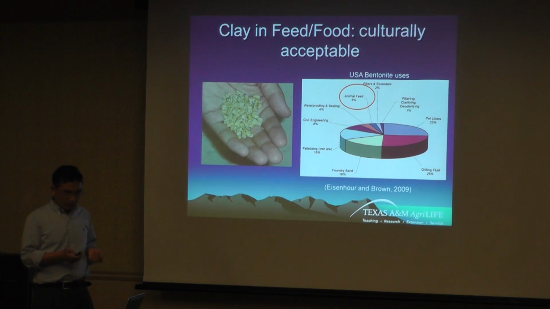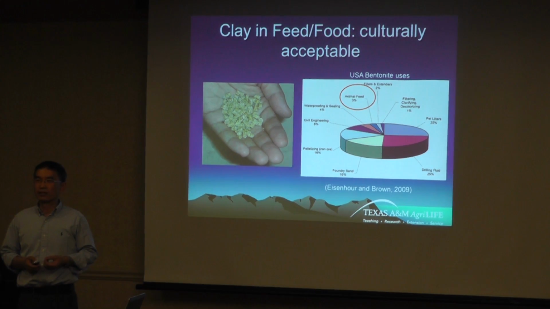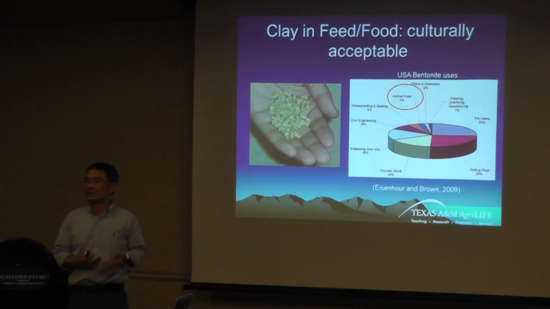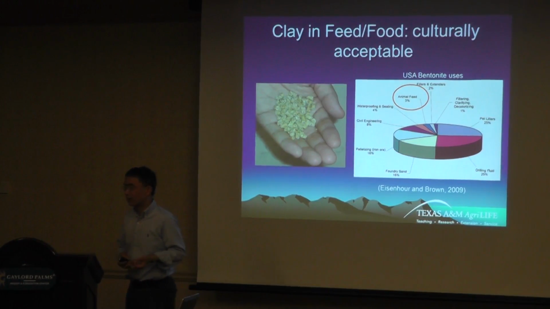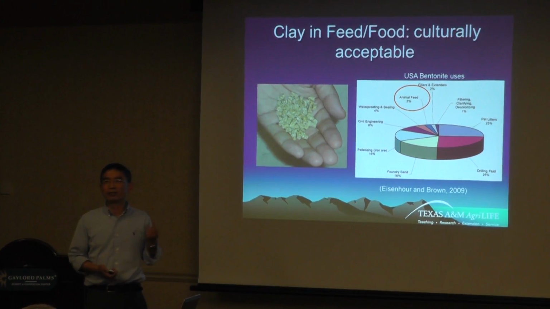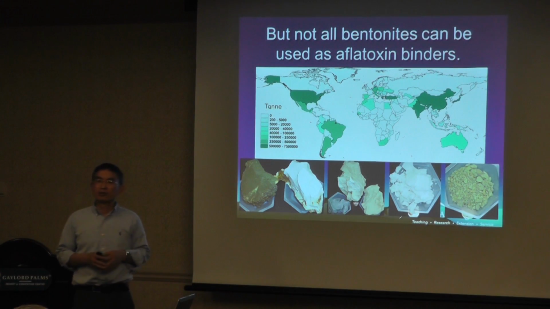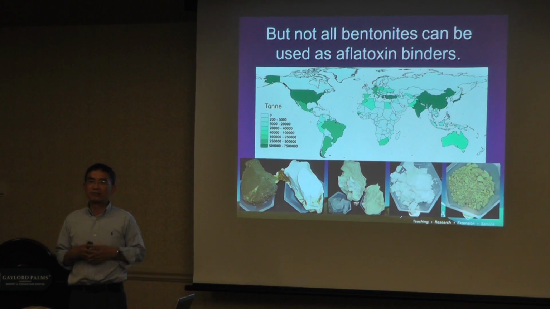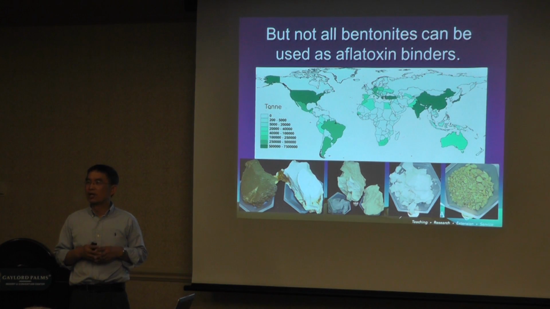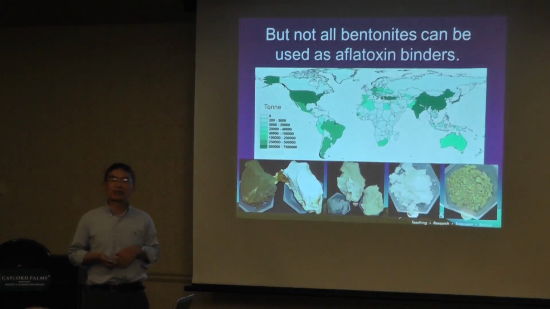Another major advantage of using clays for this idea is that people have been using clays in animal feed for a different purpose, as an anti-caking agent. So it's culturally acceptable. It's not so new. We just need to find the right clay for this purpose. Unfortunately, we have evaluated over 100 different bentonites from different countries. Not all of them can adsorb aflatoxin. There are more than 10 levels of adsorption capacities.